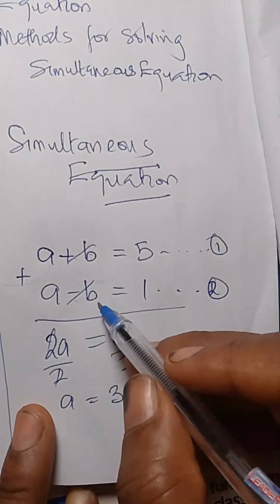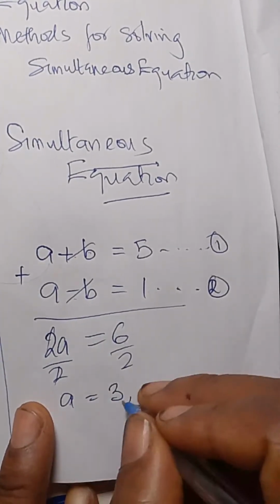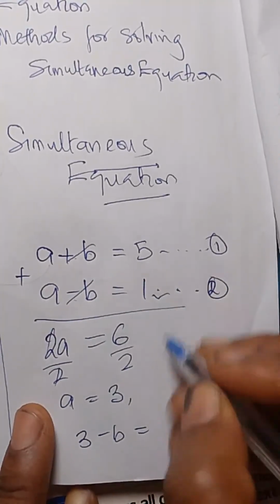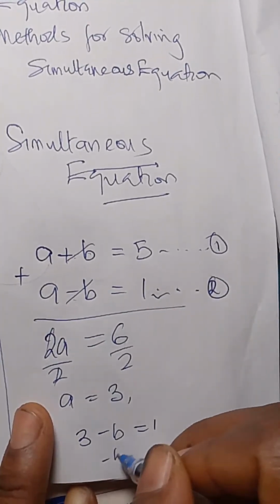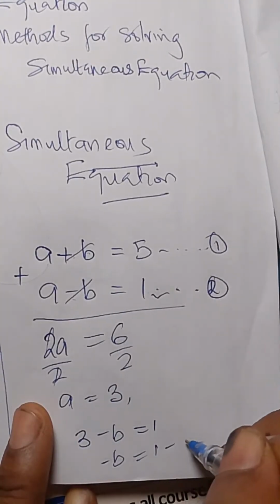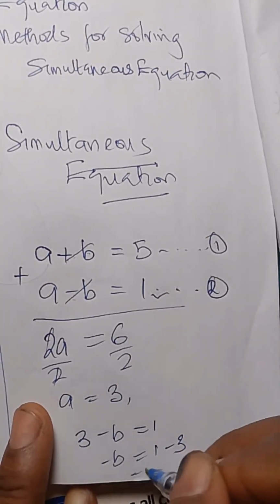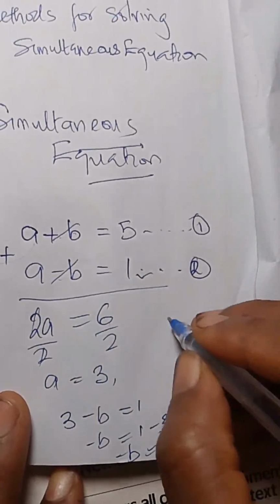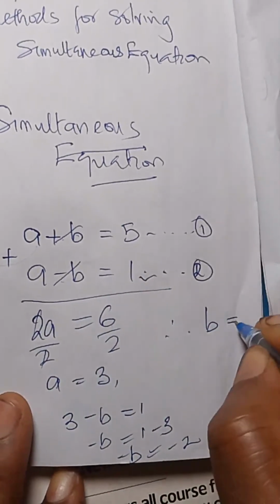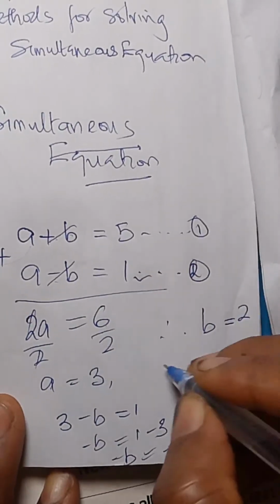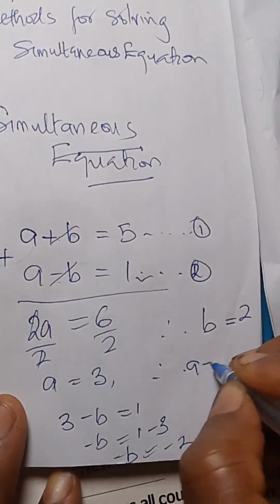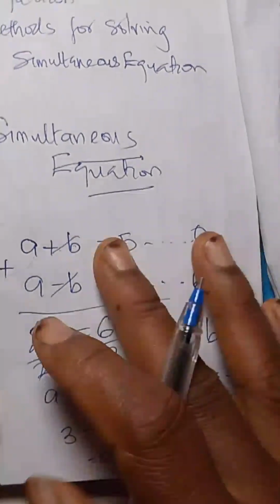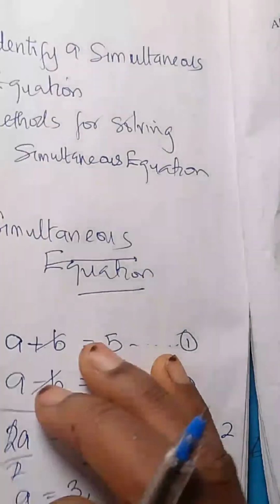Then if you want to find our B, we do A is 3. 3 minus B is equal to 1 if we use this one. So minus B is equal to 1 minus 3. Minus B is equal to minus 2. Therefore, our B, multiplying both sides by minus 1, will give us 2. Therefore, our A is equal to 3 and our B is equal to 2. And that is the solution to that particular question. All right.